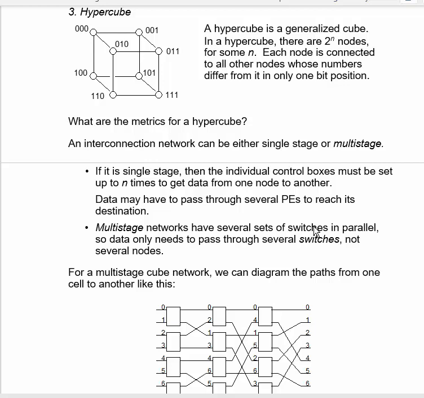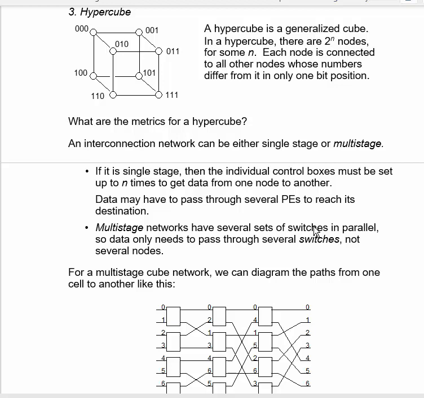The third interconnection structure we want to look at is a hypercube. A hypercube is a generalized cube. You see in our diagram there's what's called a 3-cube, which is just an ordinary cube. If we had a 4-cube, we'd have one additional dimension, and that's why it's called a hypercube.